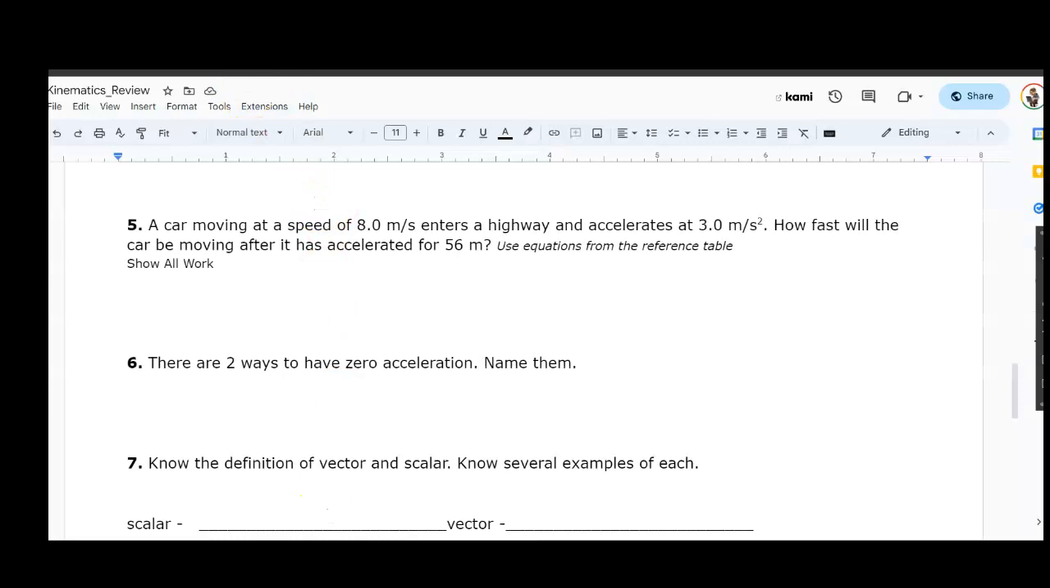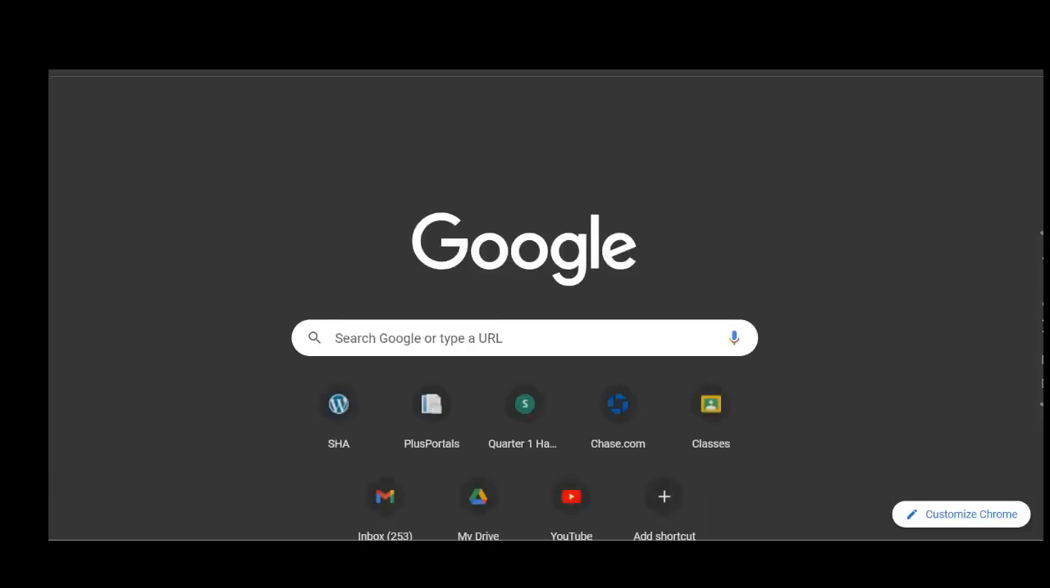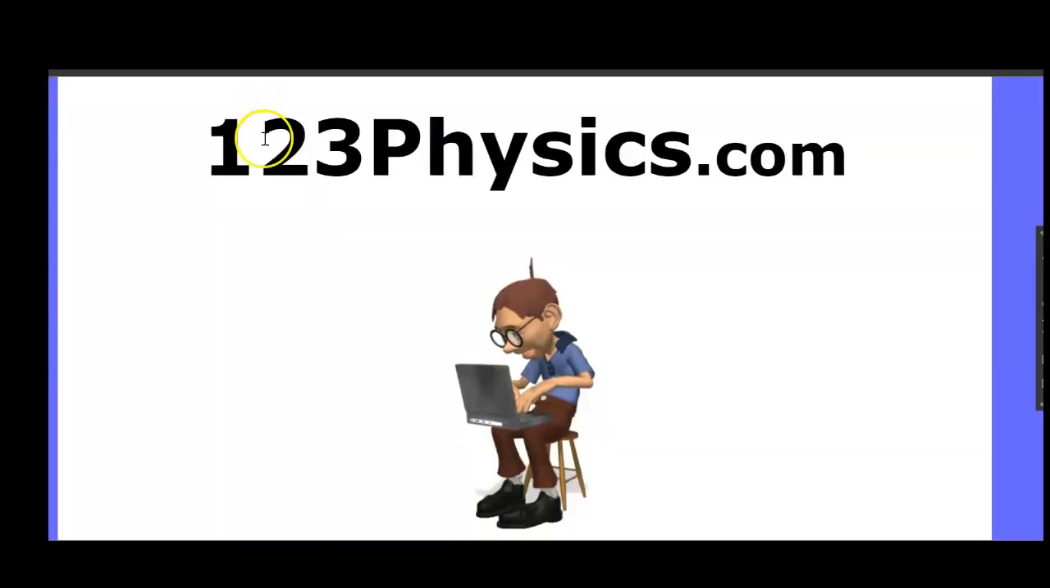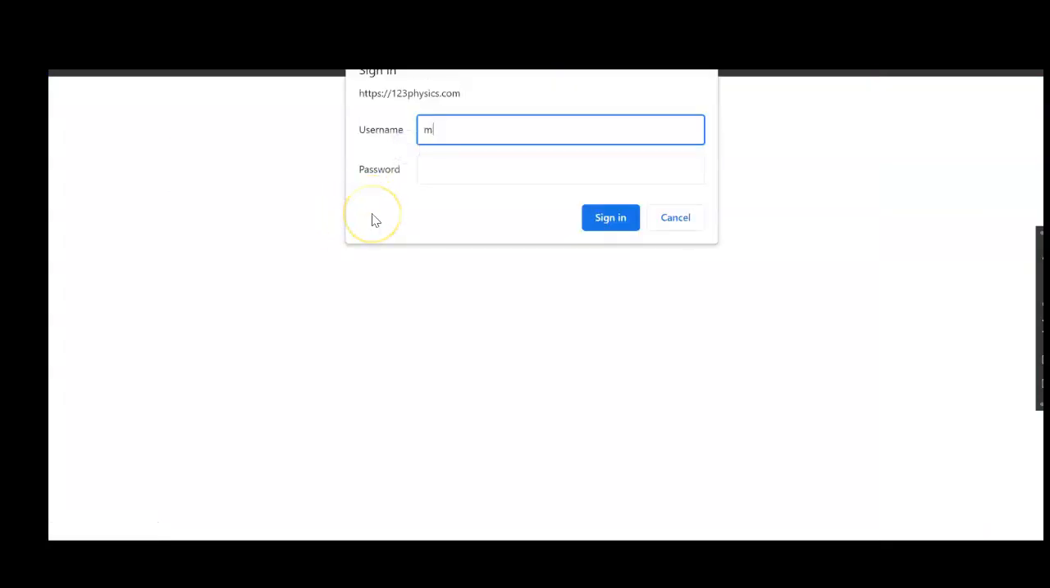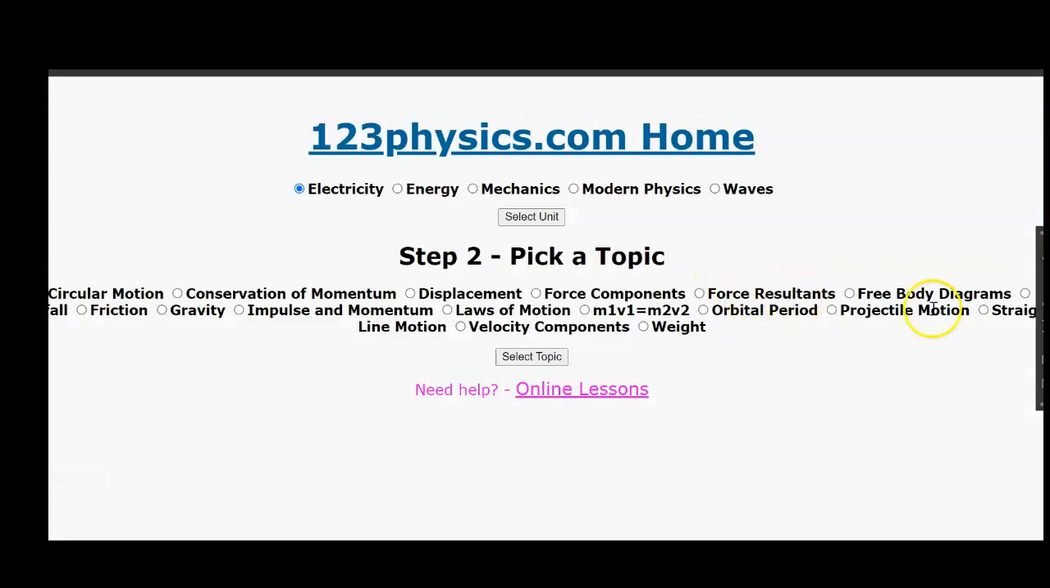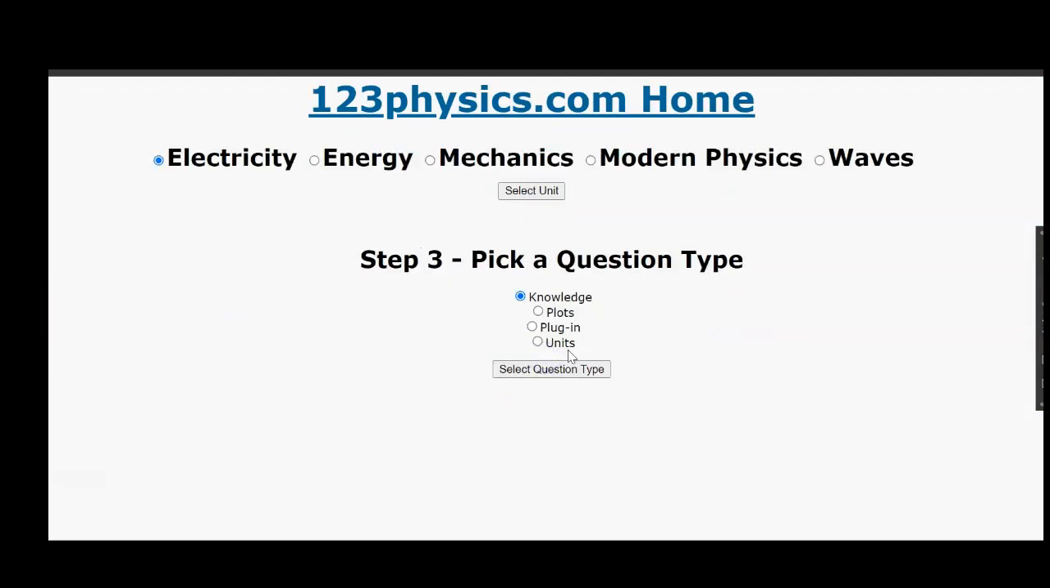What do you think we should focus on collectively as a group? Math stuff, or maybe plot stuff? Plots would be like slope stuff. You tell me, let's all do it together. So we're going to think about that while I get to 123physics.com. Then we're going to go to Regents Review Question, then straight line motion. Plots, plugins.